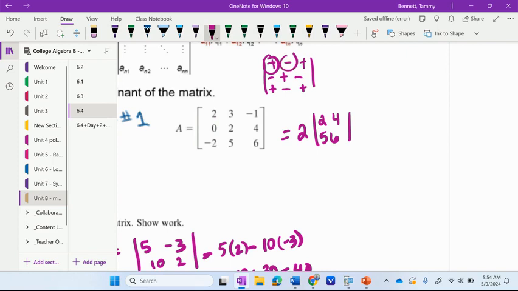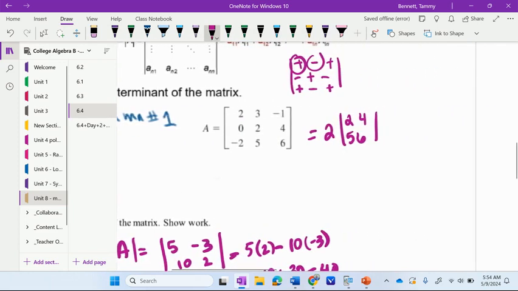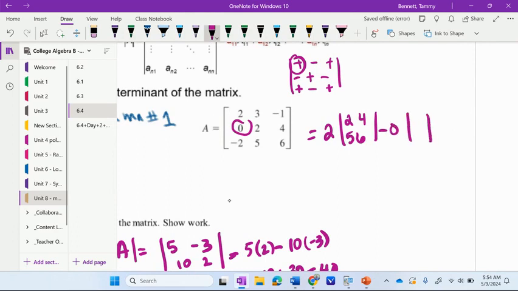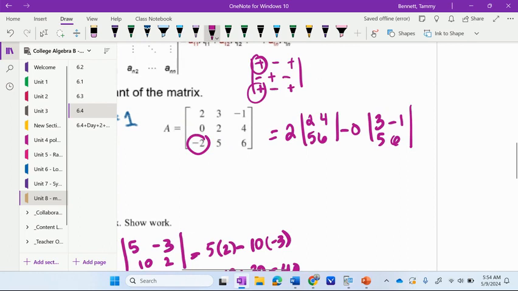Next thing I do is, we decided column number 1, so I'm going to look at 0 and its opposite. So I'm going to put minus 0. Then I cross off the row and column with the 0, and what's left over is 3, negative 1, 5, 6. Then looking at the last number, which is negative 2, and that is in the same spot. So I put plus negative 2, and I cross out the row and column with negative 2, and it's 3, negative 1, 2, 4. Then you work out each of those determinants.